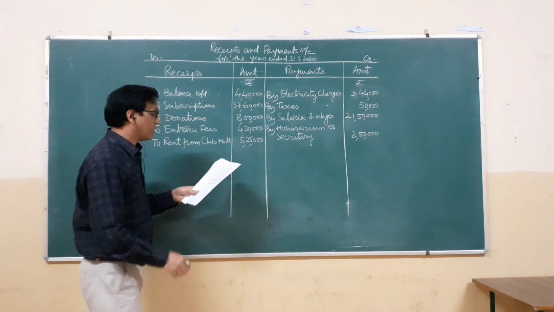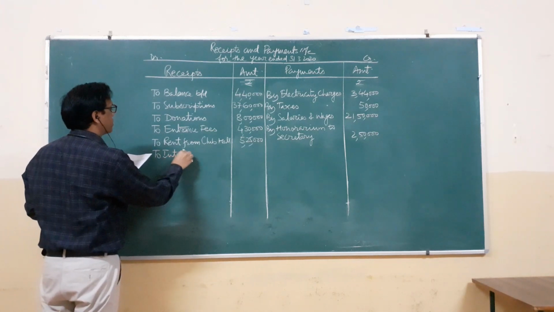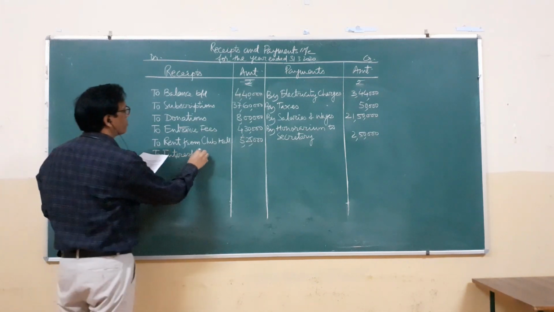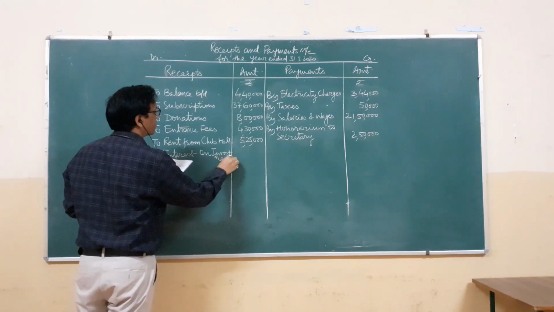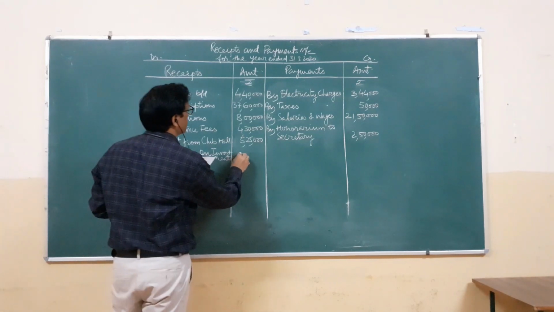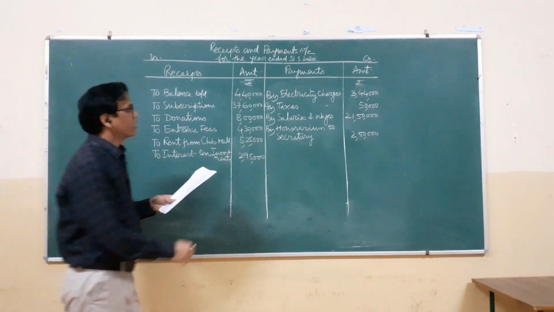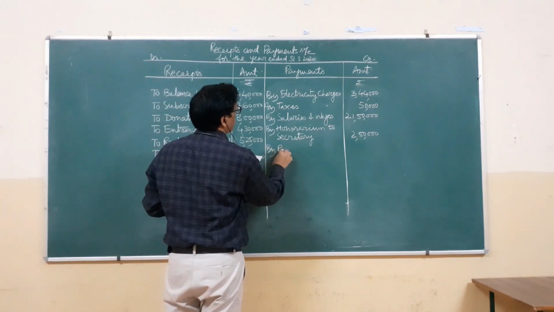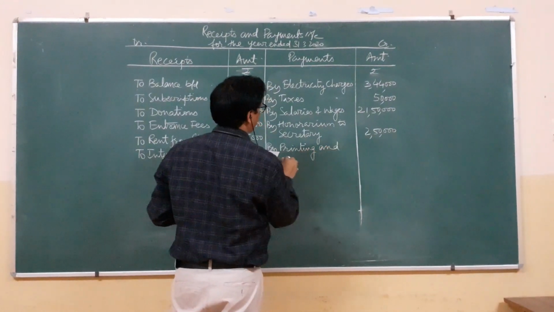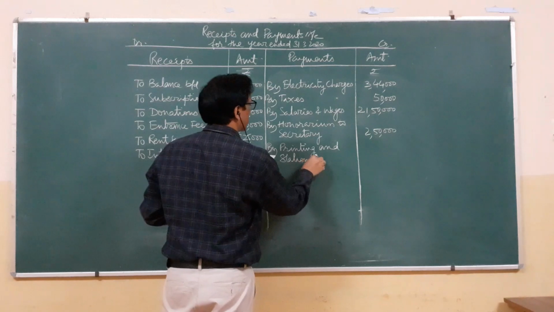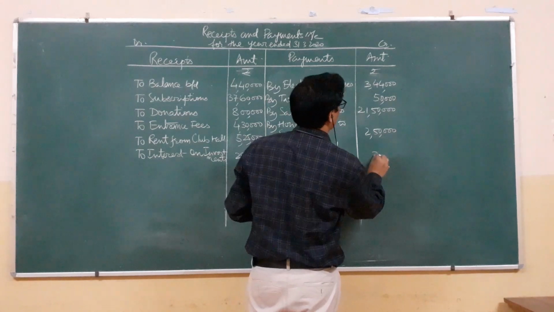Then next is interest received. Here money is received, so we write down interest on investments. Interest received on investments, and this amount received is 2,95,000 rupees. The next is printing and stationery. We pay for it. So by printing and stationery, the amount paid is 35,000.